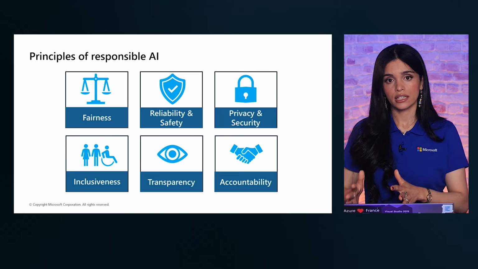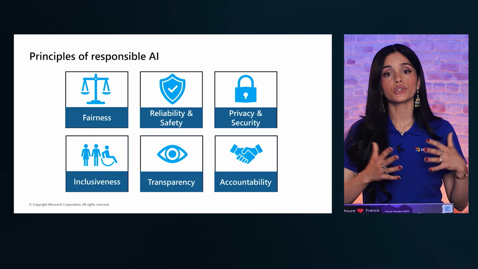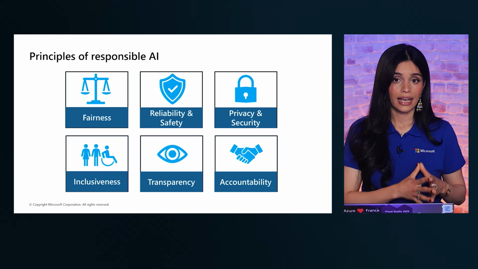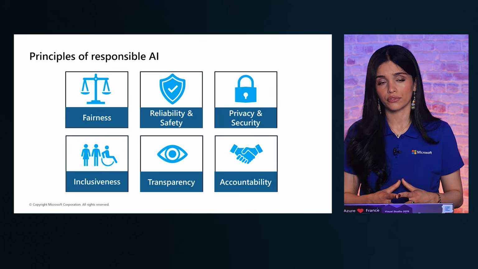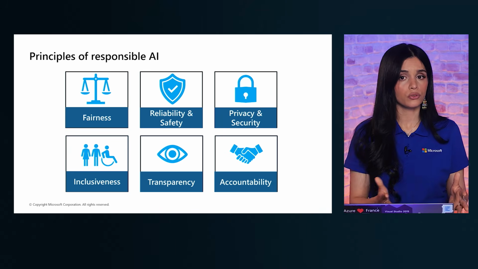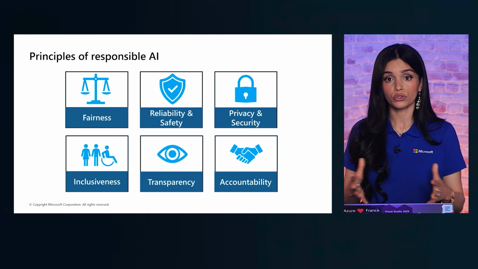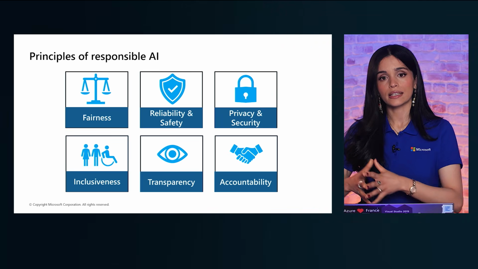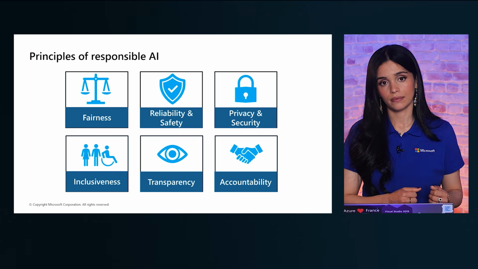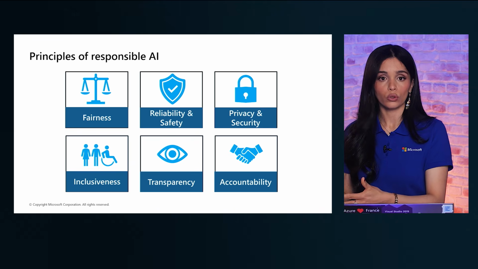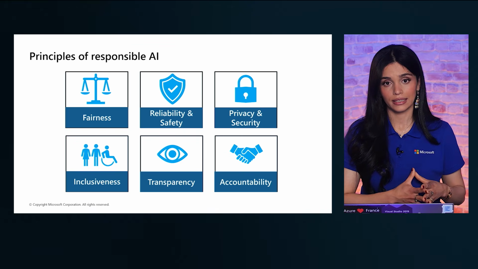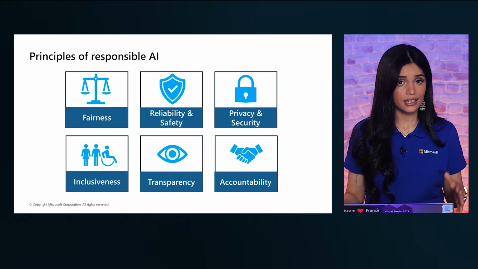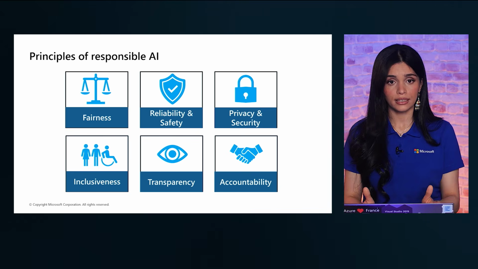Next, we have privacy and security, and this means protecting data and identities. AI runs on data, and a lot of it can be sensitive. For example, when employees use AI to summarize emails or documents, privacy means that content stays protected. Access is controlled, and data isn't reused or exposed inappropriately. In short, your data stays your data, protected by design.